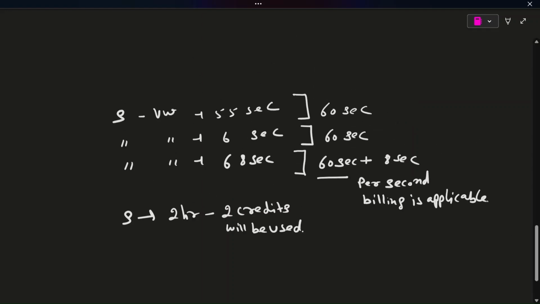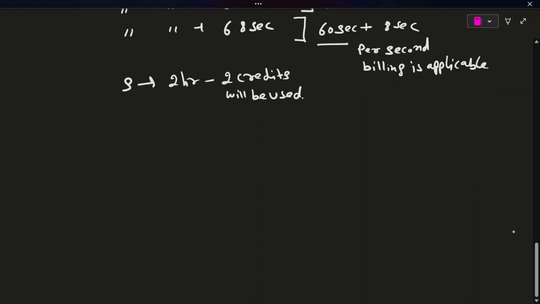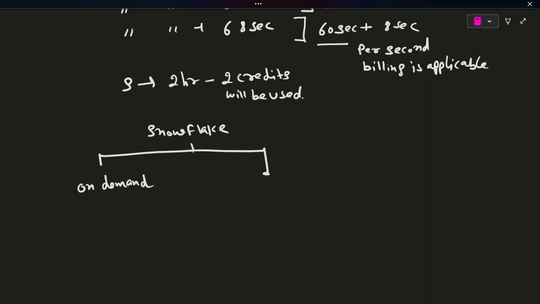Also, one more important thing I would like you to understand. Snowflake has two types of offering. One is on demand. The other is commitment based, or capacity based.